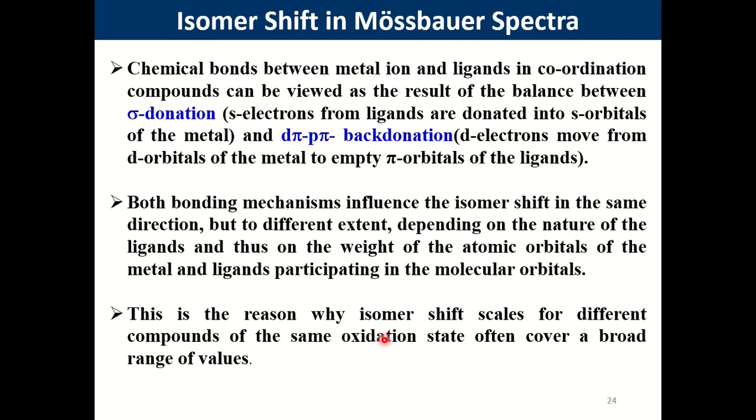For this reason we obtain different isomer shift values even for the same oxidation state. If you consider the Fe2+ oxidation state, it will give you a different isomer shift when Fe is bonded with water molecules, Fe(H2O)6, and a different isomer shift for Fe(CN)6. Both are in the +2 state, but because of different bonding situations, depending on sigma donation and d pi p pi back donation, there will be different isomer shifts for the same oxidation state.